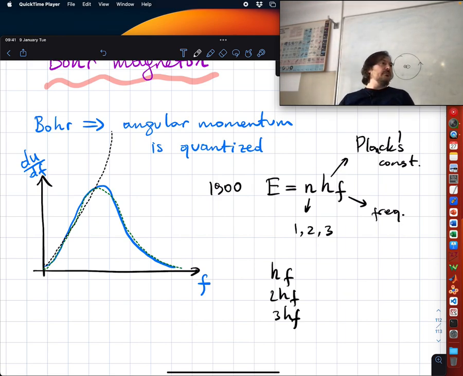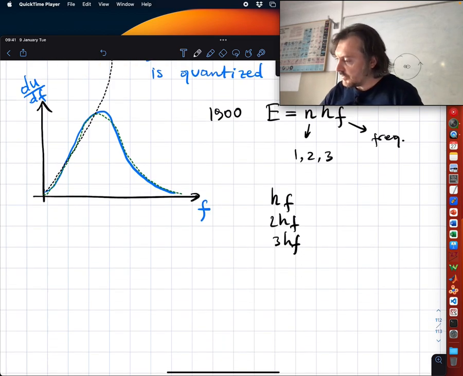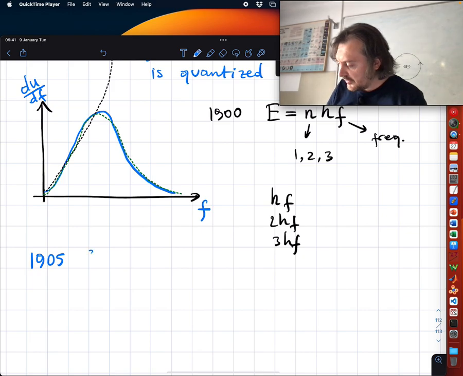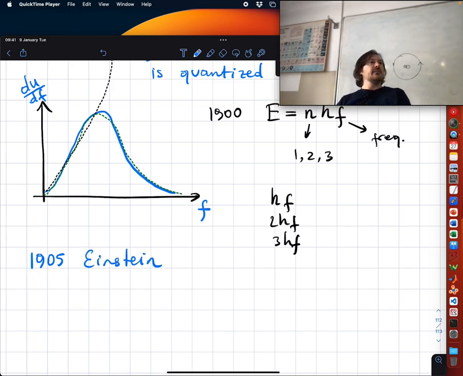So far so good. So Planck has this crazy idea that oscillators only get discrete amounts of energy. 10 years later, okay, let's not go 10 years later. 1905, Einstein uses this idea to describe the photoelectric effect.